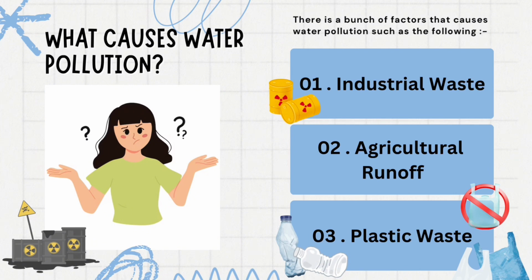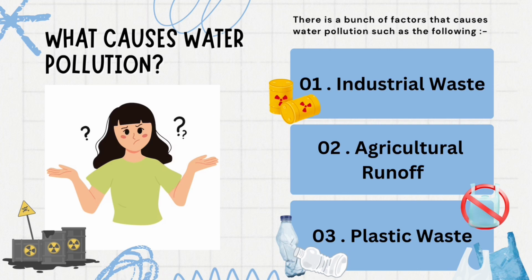Second one is agricultural runoff. The excessive use of fertilizer, pesticides, and herbicides in agriculture leads to the contamination of water bodies. When it rains, these chemicals are washed off into rivers, lakes, and groundwater, causing eutrophication and harming aquatic ecosystems.